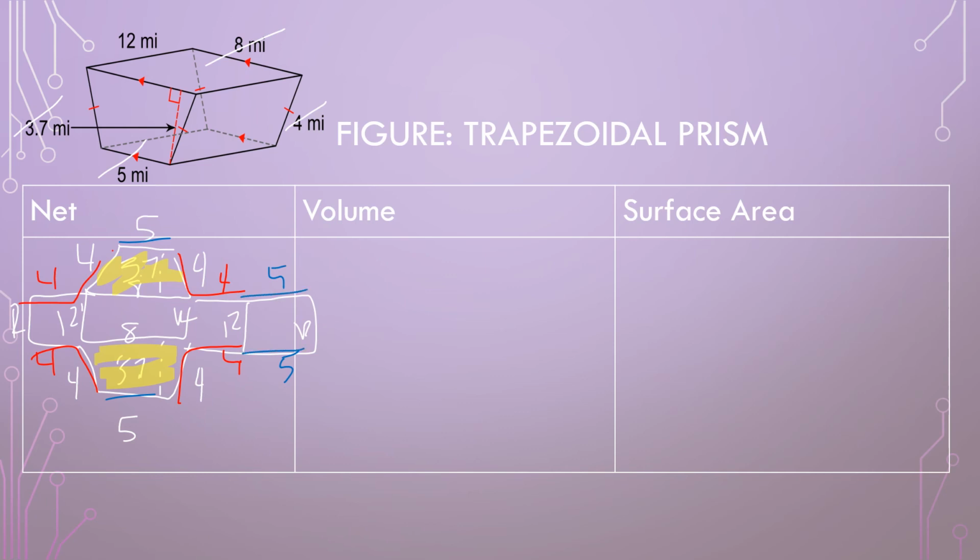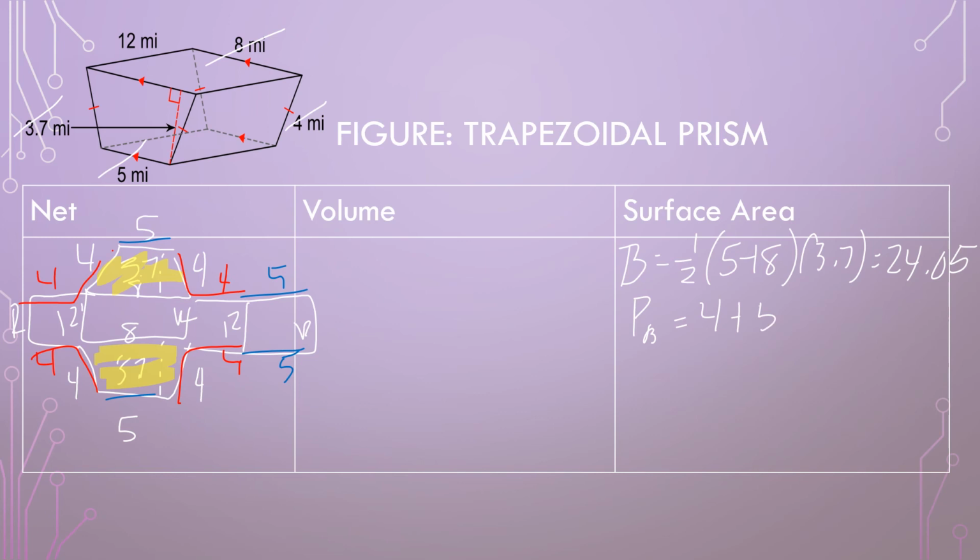So again, I did surface area first, so that's what I'm going to do. The area of a trapezoid is 1/2 times base 1 plus base 2 times the height. So I have 1/2. The bases for this trapezoid are 5 and 8. And the height of the trapezoid is 3.7. So if I multiply all those together, I get 24.05.